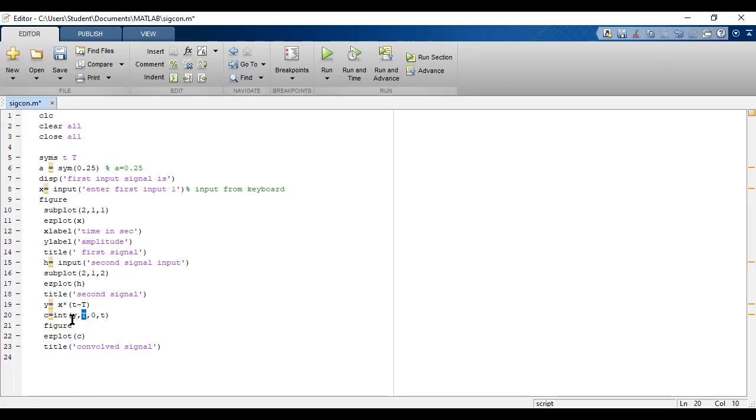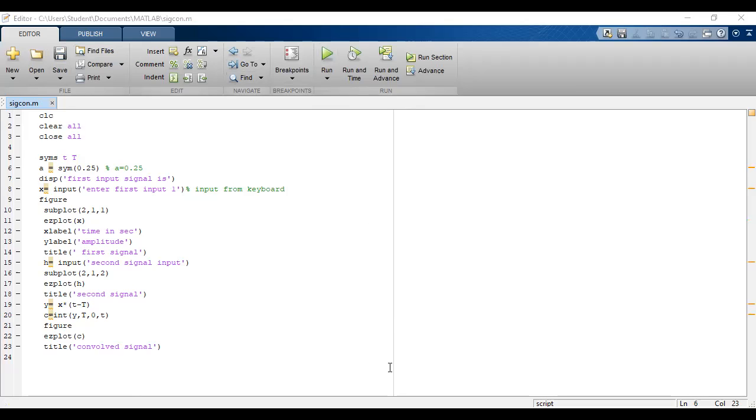Again, ez plot of c, random plot. Title is convolved signal. So taking the first input, taking the second input, and implementation of the integration function. These are the three steps involved here. This is about the program. Now let us go for the output. Let us see the output. I'm saving it and I'm clicking on run.